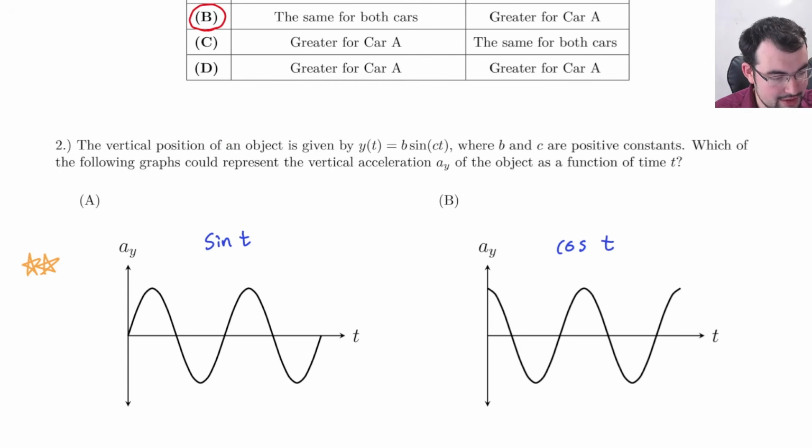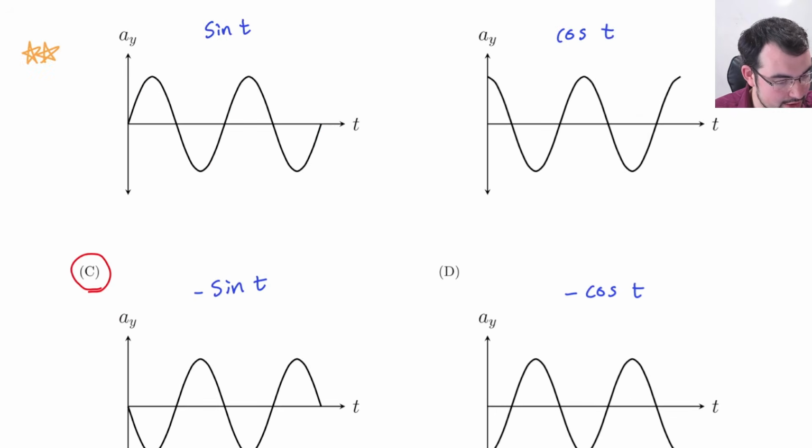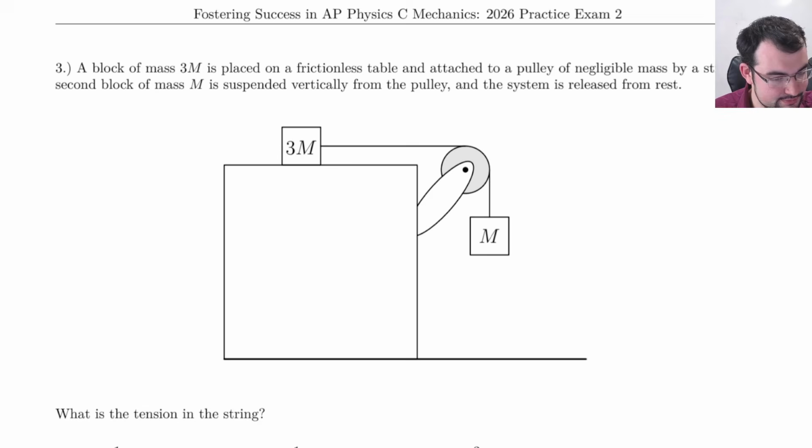You could also know that this is simple harmonic, and simple harmonic is defined as having an acceleration function that looks like the negative of its original. So you actually know you're getting negative sine from SHM.